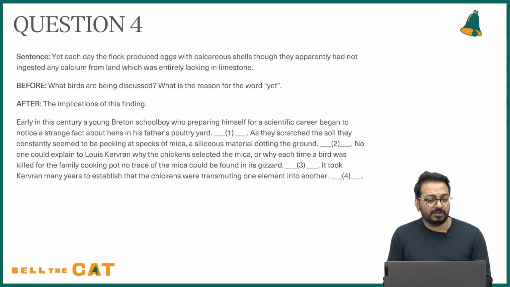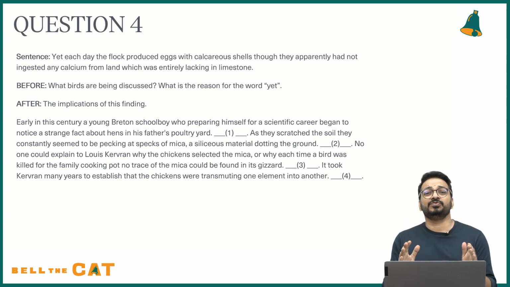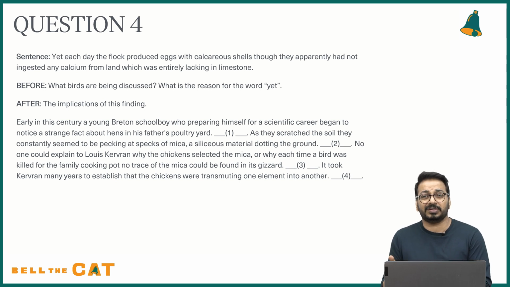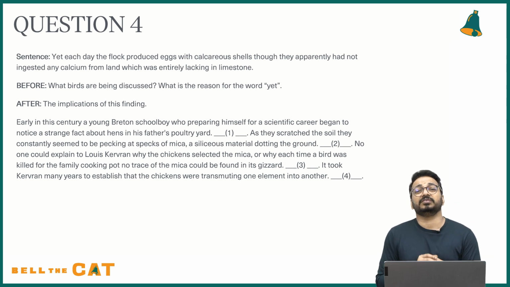No one could explain to Louis Kevran why the chickens selected the mica and why each time a bird was killed for family cooking, no trace of mica could be found in the gizzard. So they're still talking about mica. You should not break the idea. This is the entire idea that is elaborating, as to these birds are pecking at mica. Nobody knows why they're eating mica, and anyway it was not found later, right? So the context for the yet is getting settled. Now we come to the next sentence. It took many years to establish that the chickens were transmuting one element to the other, right?